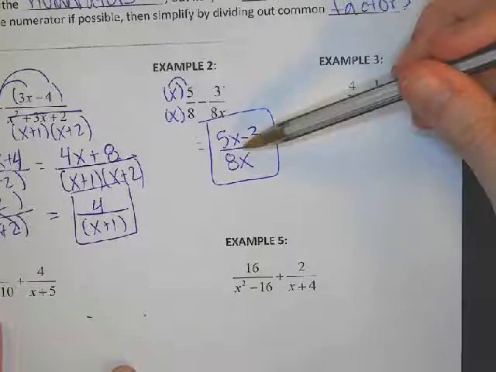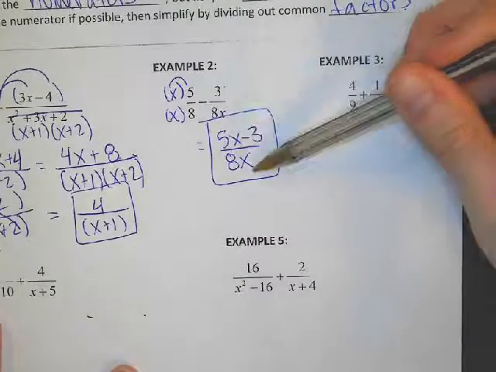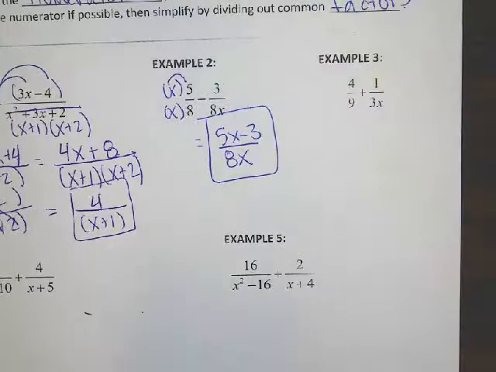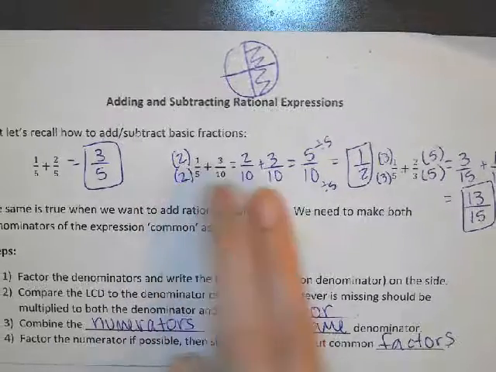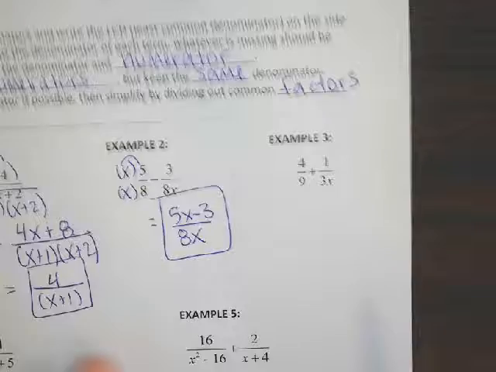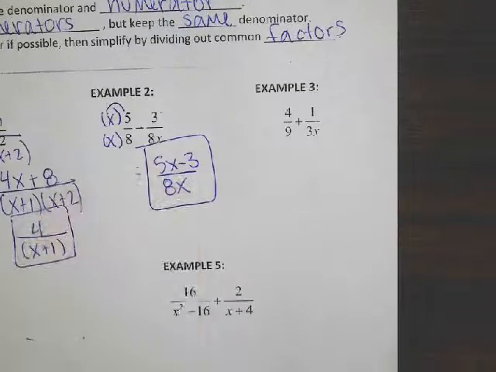Why am I not allowed to cross these x's off? This one's not attached to everything. You can only cross off factors, not things that are adding. So you only have to make this denominator equal. Yes, you have to make common denominators, just like how we did up here at the beginning. We have to have common denominators before adding. All right? Okay, so example 3 is very similar to this one.